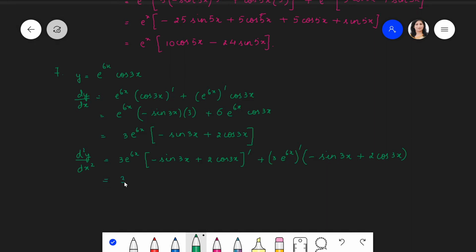So over here what do we get? 3 e to the power 6x. Now both the terms inside the bracket are composite functions, so differentiating the sine function, we get this multiplying by the derivative of the angle, plus 2 times the derivative of the cos function is minus sine 3x multiplied by the derivative of the angle, which is 3, plus 3 is a constant, so 3 is multiplied by the derivative of the exponential function, and the derivative of the exponential function is this into 6 multiplied by the function in the bracket.